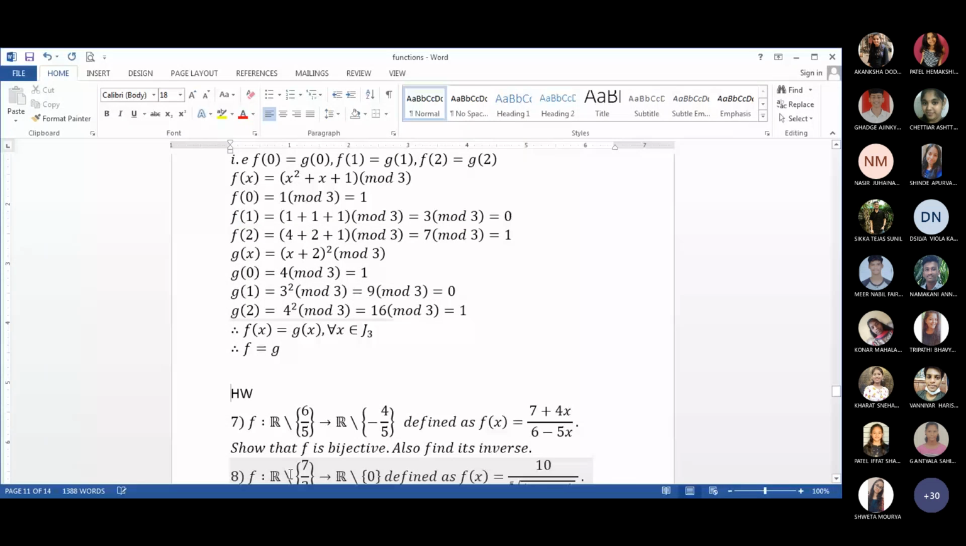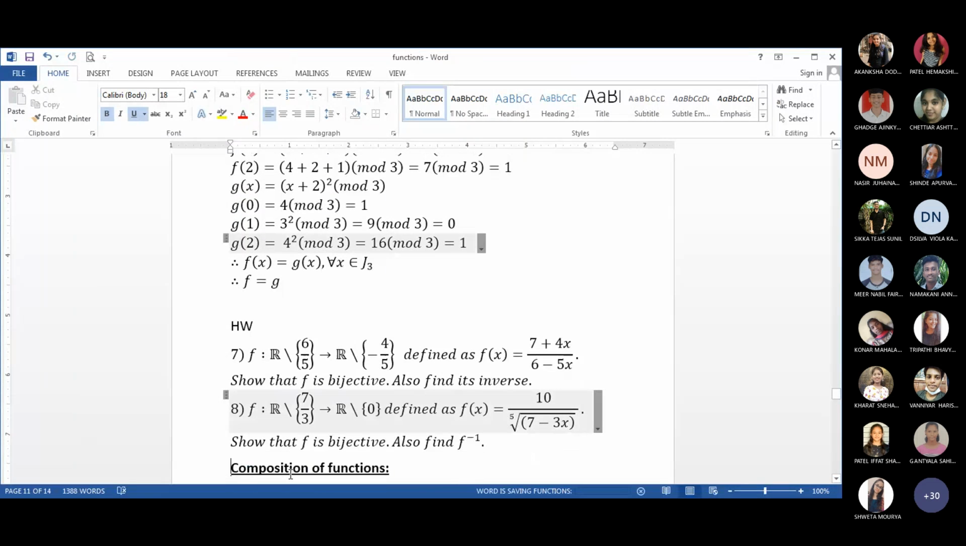Now there are 2 sums for your homework. You can take the screenshot of sum number 7 and 8. Then we will go to the composition of functions.